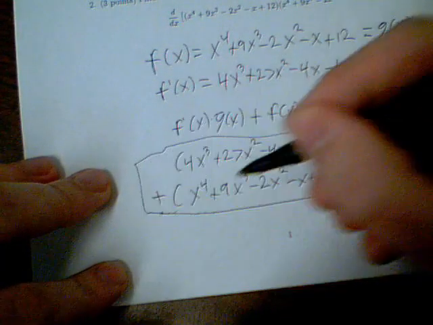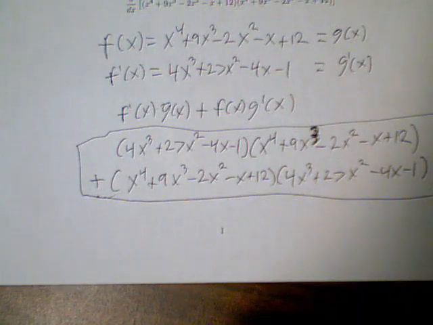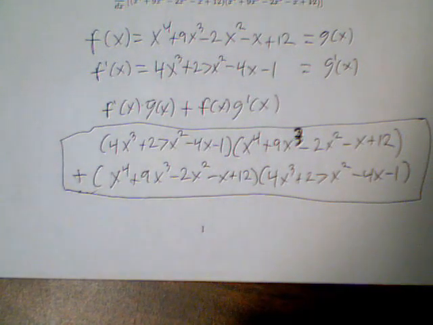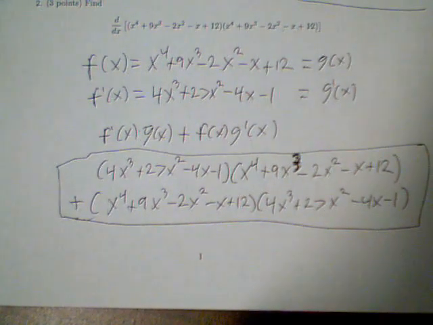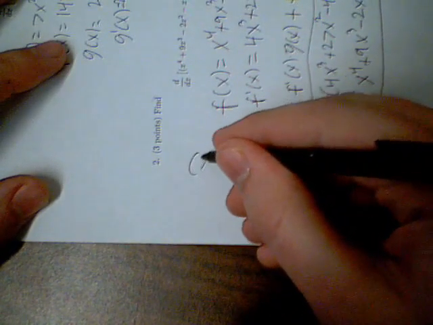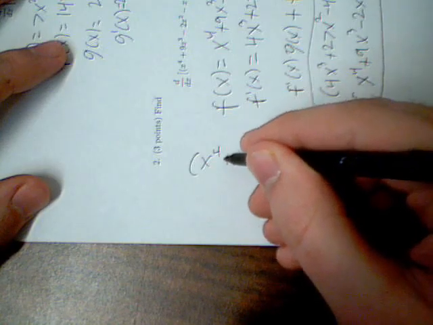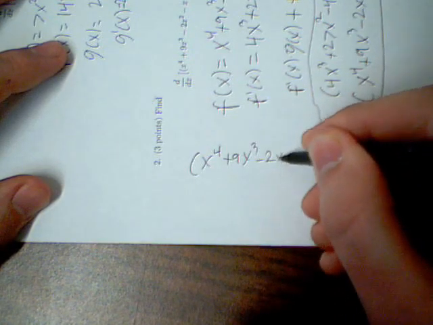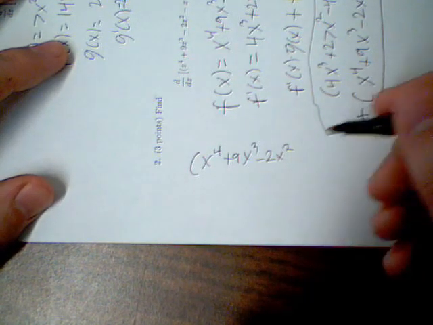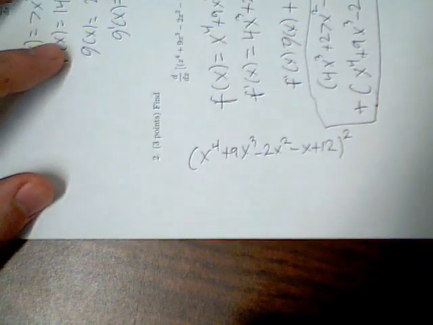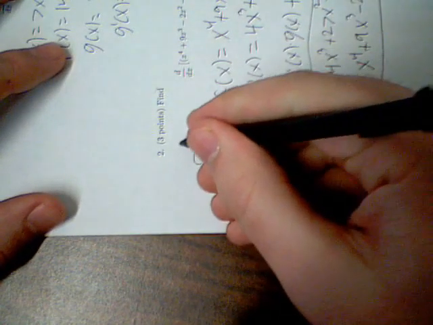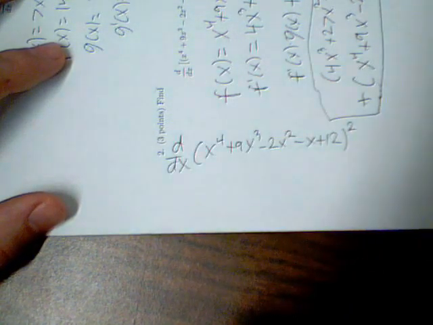Okay. But real quick, I want to look at a different way that we could do this. So you notice these are the same thing here. So another way to write this guy up here is actually just take it, so x to the 4th plus 9x cubed minus 2x squared minus x plus 12 squared. Right. Now if I take the derivative of this guy, it's the same thing, so I should get the same answer.